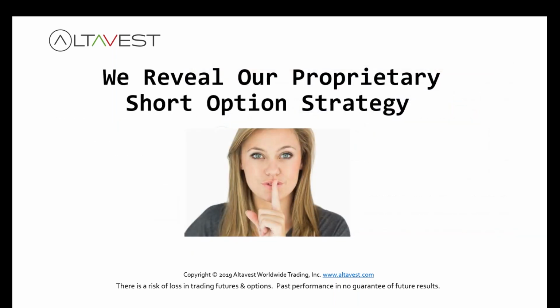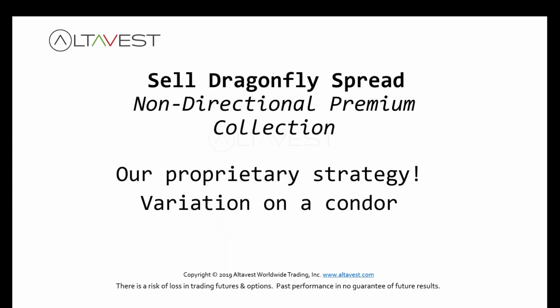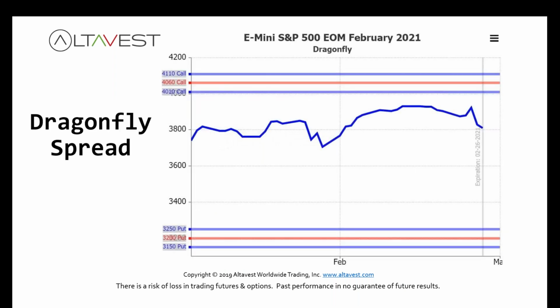Now here's our proprietary short option strategy. We'll reveal that to you now. It's called the Dragonfly. It's a name we came up with years ago, probably well over 10 years ago, and it has 6 legs to it. Now here is what the Dragonfly looks like. It's simply a variation on a Condor, and I'll explain this to you.